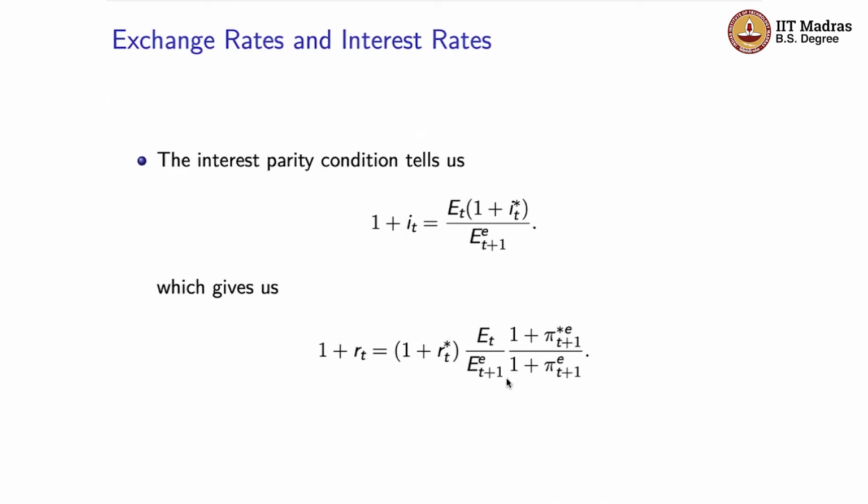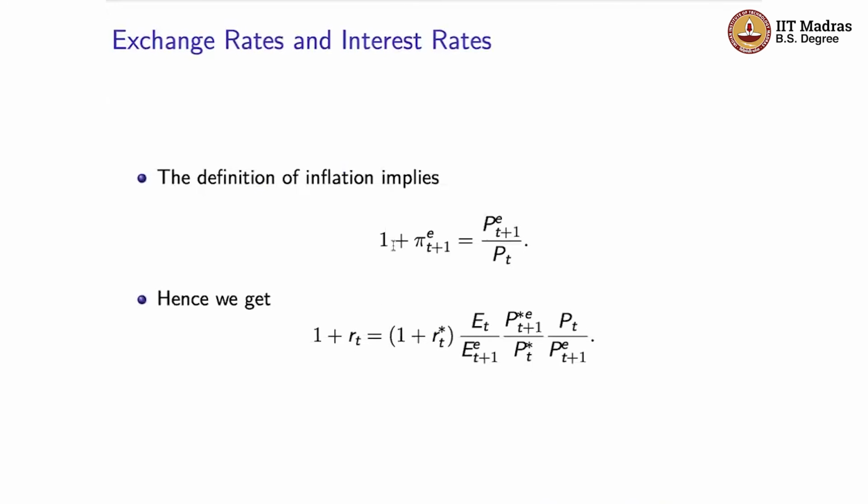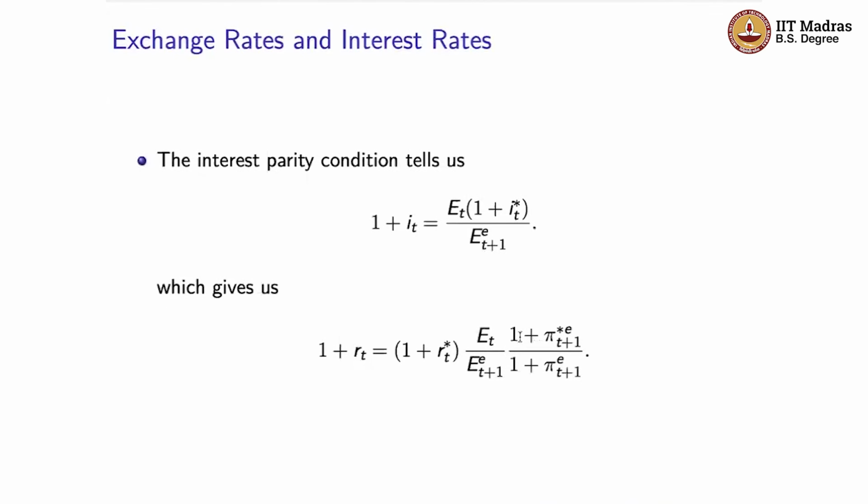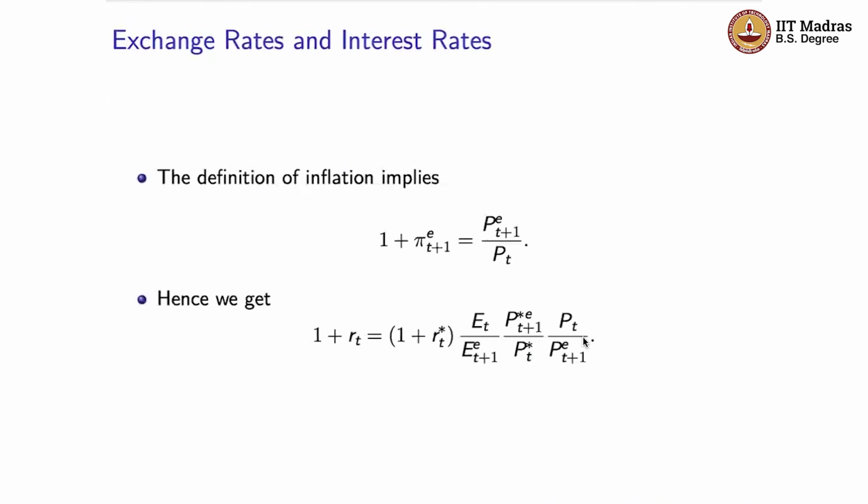So we want to go from here somehow to the real exchange rate. Let's see how we can do that. Remember that inflation is defined as the change in the price level. Therefore, the expected inflation rate is the change in the expected price level. So 1 plus pi^e_{t+1} would be equal to P^e_{t+1} divided by P_t. We can substitute this expression for 1 plus pi^e_{t+1} from here, and we end up with the expression that you see here.